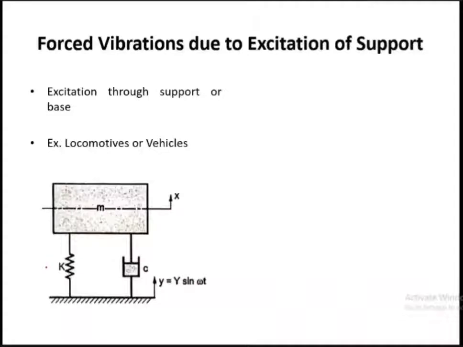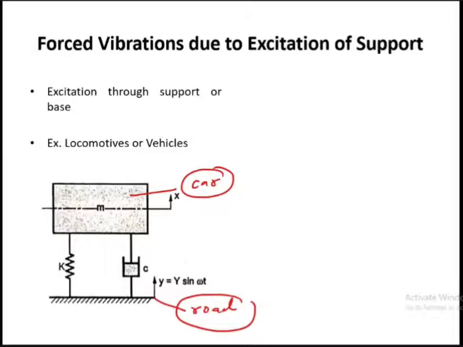For example, let us say this is a mass, M, the mass of a car or vehicle, and this is the road surface. In the earlier study, we gave the excitation F0 sine omega t. What is this F0 sine omega t? This is nothing but the harmonic excitation. So in earlier cases, we gave a harmonic excitation to this mass m.